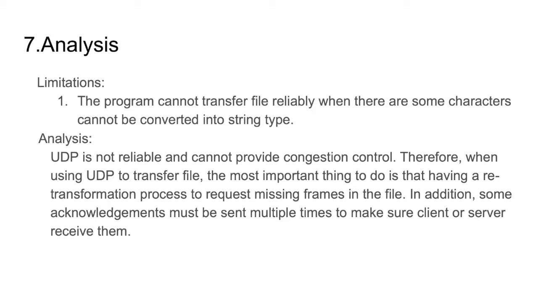So the limitation of the program is that it can't transfer the data reliably when there are some characters that can be converted into string type. And from the results we got in the 3 different situations, we can see UDP is not reliable and can't provide congestion control. Therefore, when using UDP to transfer a file, the most important thing is to have a retransmission process to request the missing frames in the file. In addition, some acknowledgements must be sent multiple times to make sure the client or server receives them.